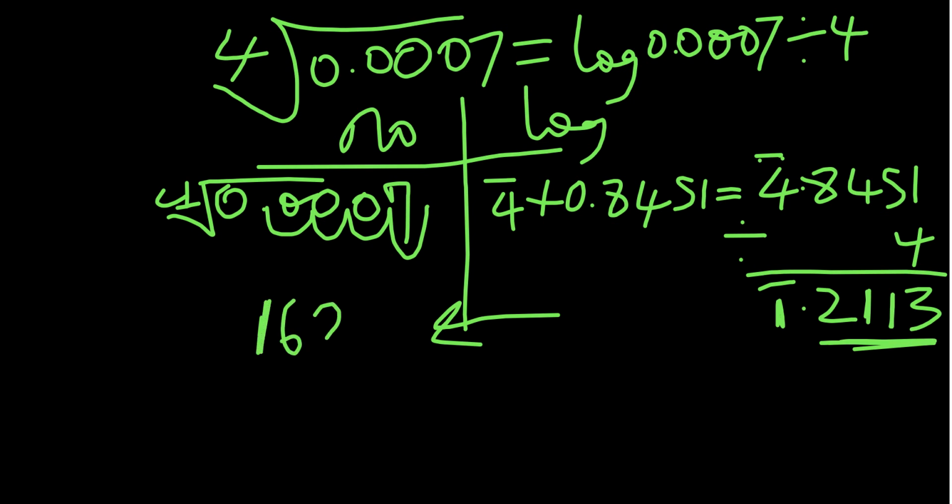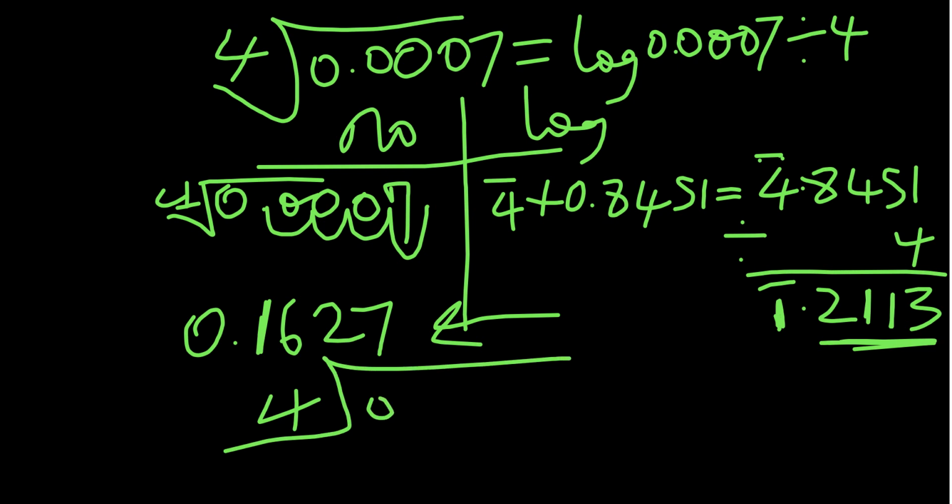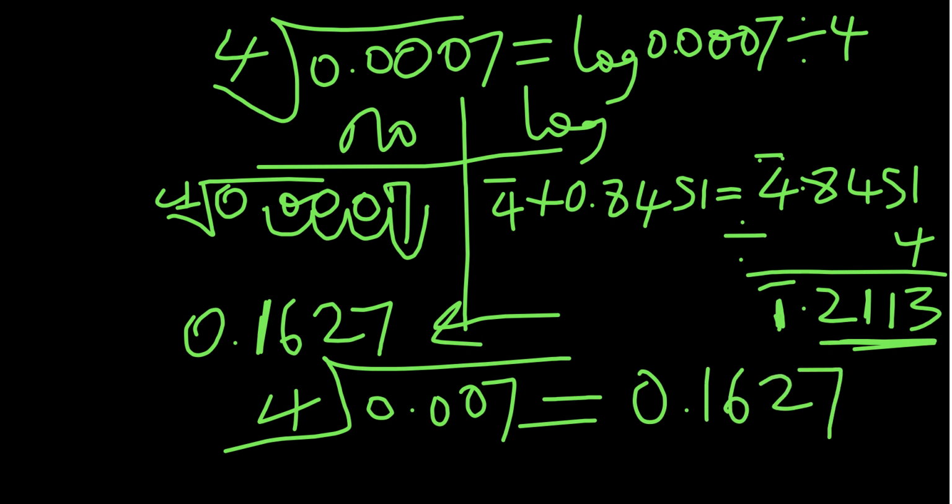1627, right? So you want to determine where the decimal point is going to be. You have a negative 1, so there has to be 1 zero before the actual number, so it has to be 0.1627. So therefore, the fourth root of 0.0007 is equal to 0.1627.